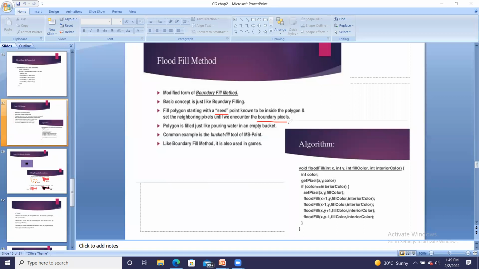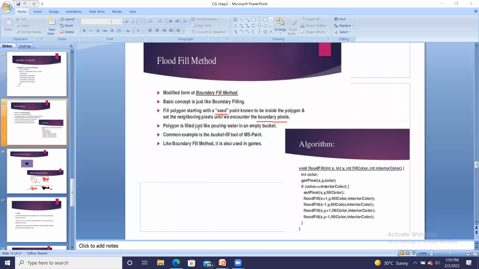We go on coloring the points till we get the boundary pixel. So the condition is checked only once: until the interior color is there, you have to go on coloring that pixel. And as soon as you reach the boundary pixel, stop coloring. That is the only condition checked.